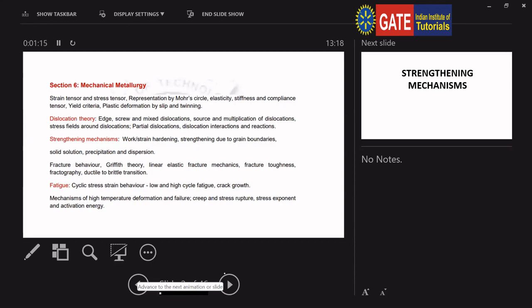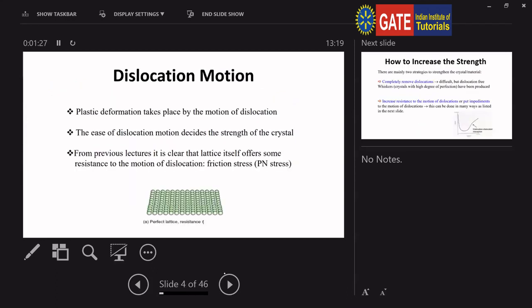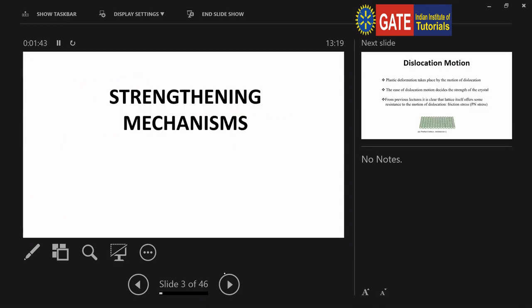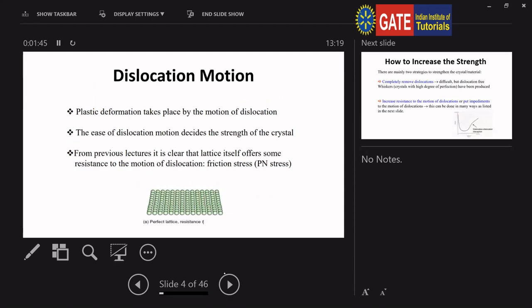Yeah, there are a couple of ways to do it. One is work hardening. Another one, you can make use of precipitation, or you can use grain boundaries, or you can also use solid solution strengthening. Okay, so we'll talk about dislocation motion first.